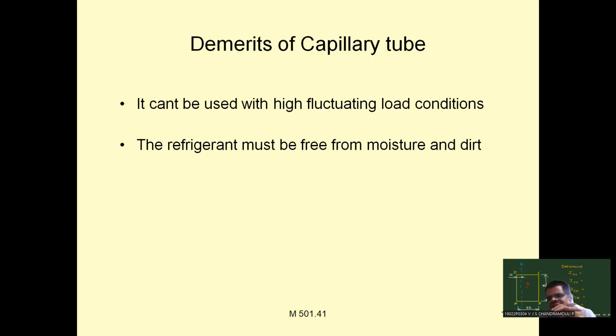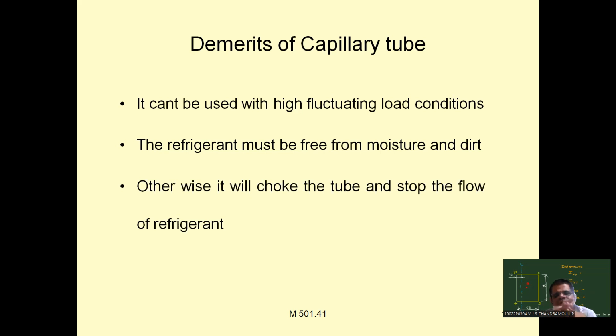And the refrigerant which is moving through the capillary tube must be free from moisture and dirt, because since the temperature drops inside the capillary tube, if there is any moisture, that may be converted into ice and that will clog the capillary tube. So that's why the flow is completely stopped. Similarly, any dirt particles or dust particles may clog the capillary tube, which will choke the tube. Choke means stopping the flow.